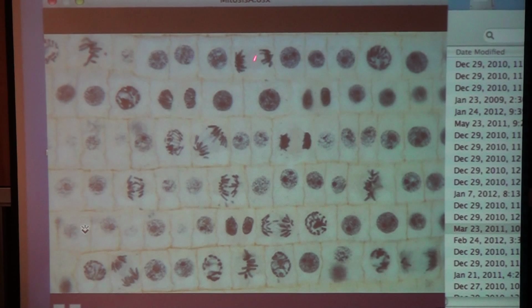This one maybe telophase right here. This is probably early prophase. You can see the chromosomes are pretty well condensed right there. Is there a metaphase? Oh, here's a nice metaphase right there. Everybody's lined up in the middle.